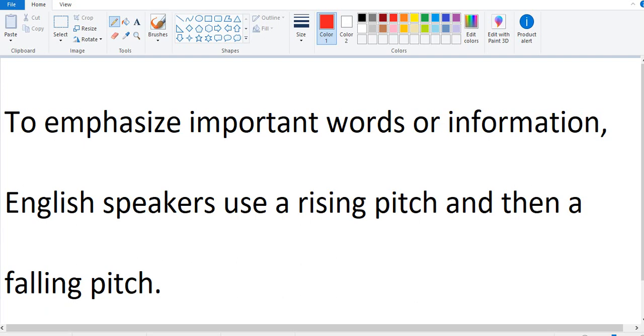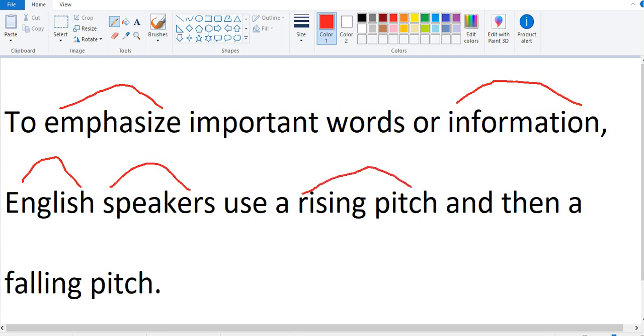Okay, ready? To emphasize important words or information, English speakers use a rising pitch and then a falling pitch. So you've seen that rise and that fall of the tone. Look at those lines again as I read the sentence one more time in the most natural way possible.